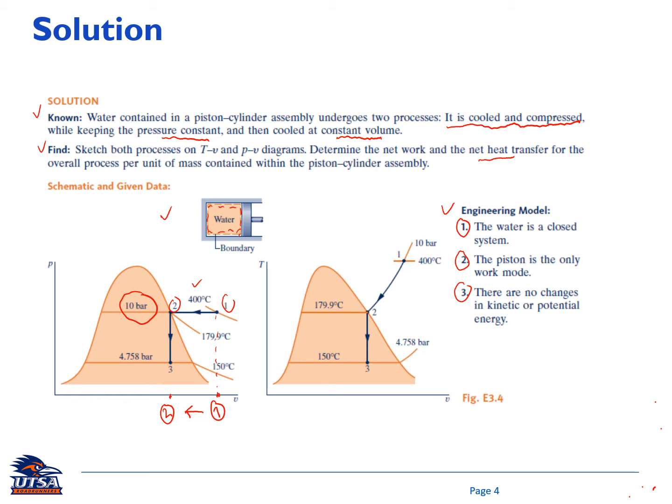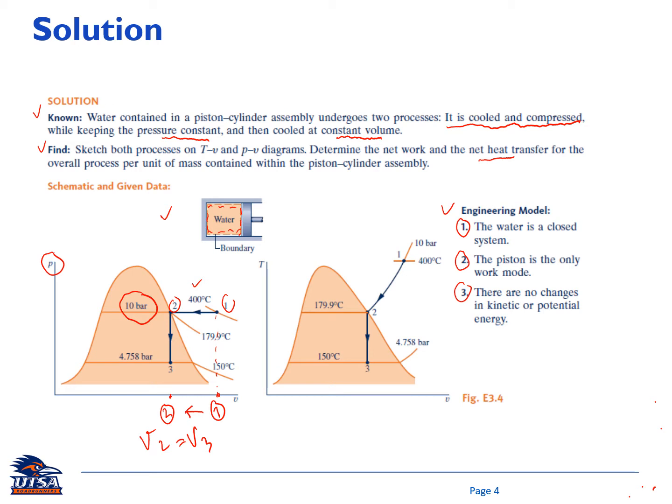So from state number 1, let's go to state number 2 at constant pressure. You can see here that the line connecting state 1 to state 2 is a horizontal line, because the vertical axis here is pressure. And then from state number 2 to state number 3, the process is conducted at constant volume. So see here, it's a straight vertical line. So V2 equals V3.